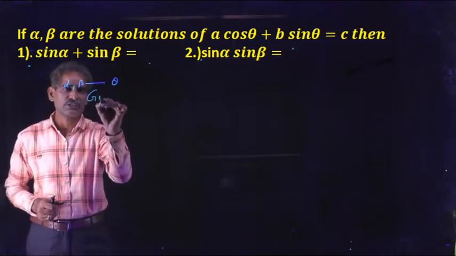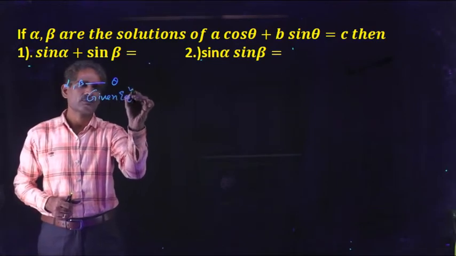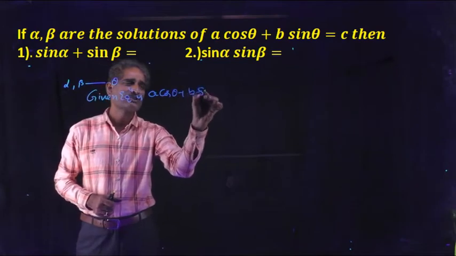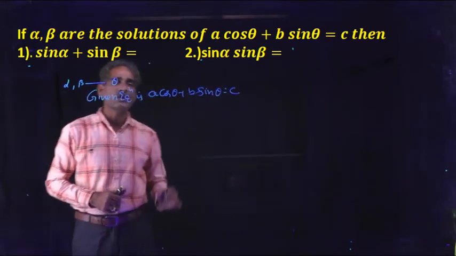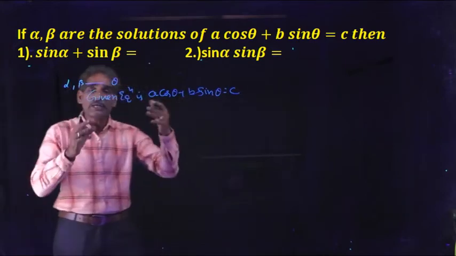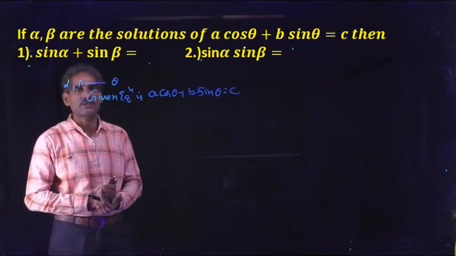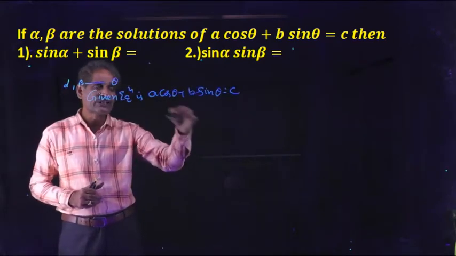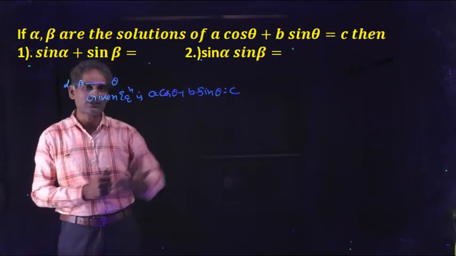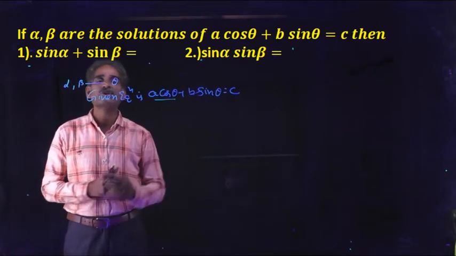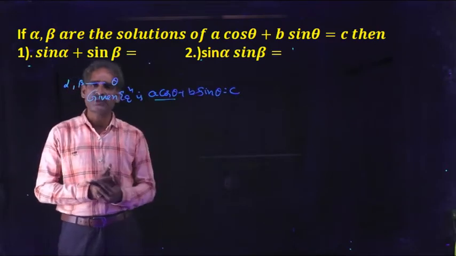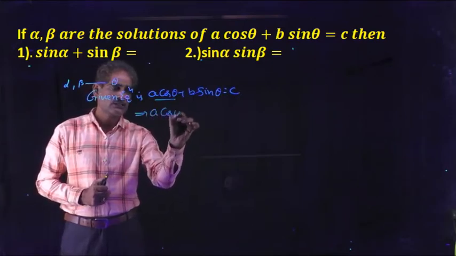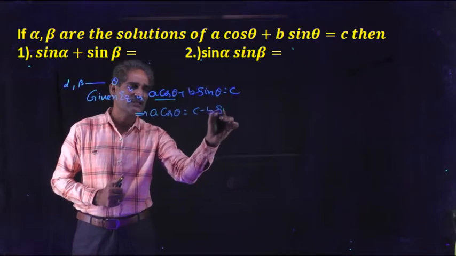Here the given equation is a cos theta plus b sin theta is equal to c. We have to convert this equation into a second degree equation in terms of sin theta. This is the IP method. Try to change this equation to a second degree equation in terms of sin. That means you have to change the cos function. So first of all, separate the cos function. From this, a cos theta is equal to c minus b sin theta.